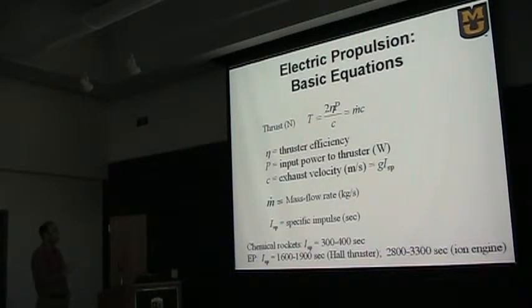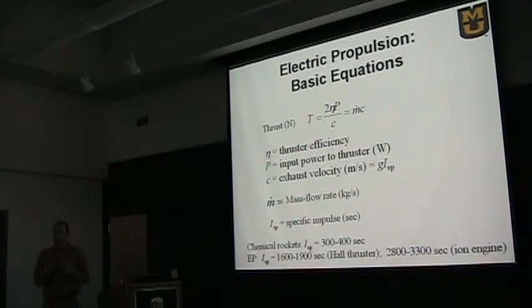Here are some basic equations. The thrust of an electric propulsion engine is given by the top equation, and you can actually derive this from kinetic energy. You can look at the kinetic energy of the exhaust of this engine and then calculate the thrust from that equation. It turns out it's 2 times the efficiency times the power divided by c, and c is the speed of the exhaust particles.